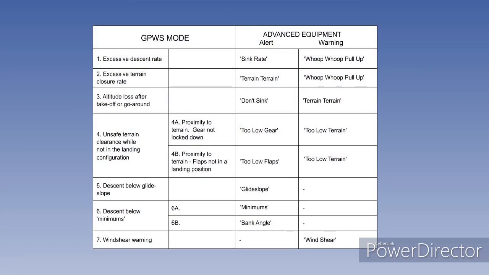During this lesson, you have seen the different modes of operation of the Ground Proximity Warning System, GPWS, when they apply, and the different configurations required to trigger a warning or alert. You may wish to take some time to study the table before continuing.